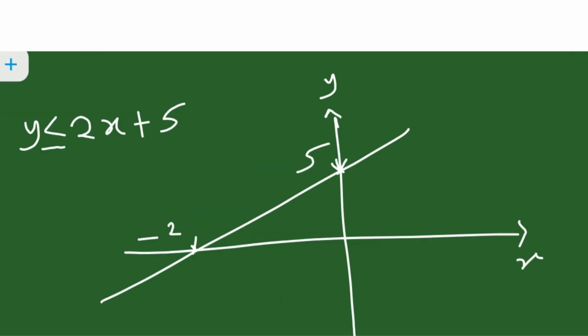Now, to know which parts are going to shade, it is very, very simple. You can use 2 methods. Any of them will always work. Now, let's get the parts to shade. The first method is just pick a point that's above the line. A point above the line.